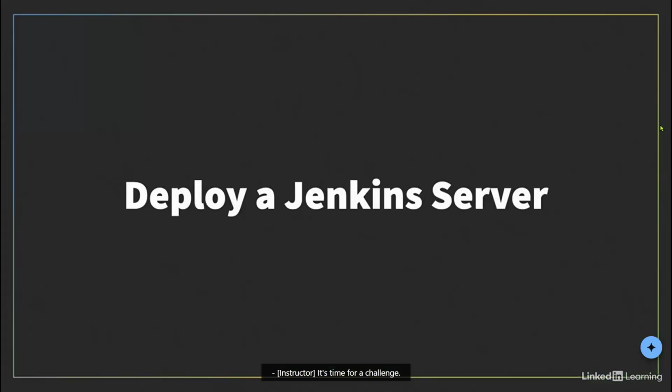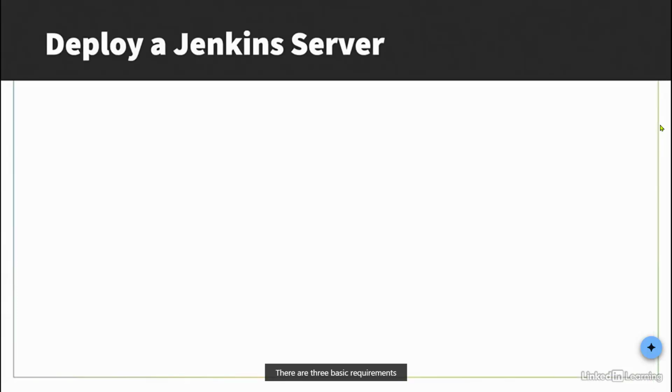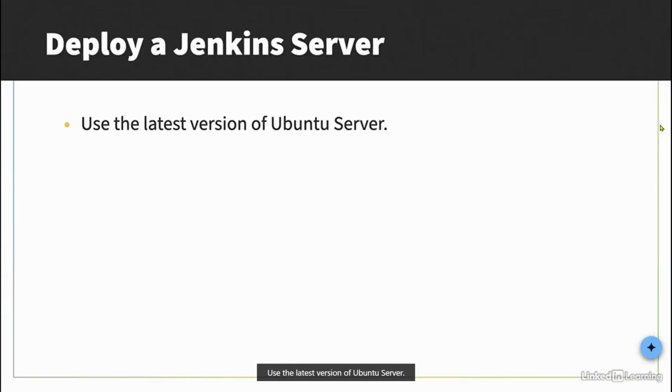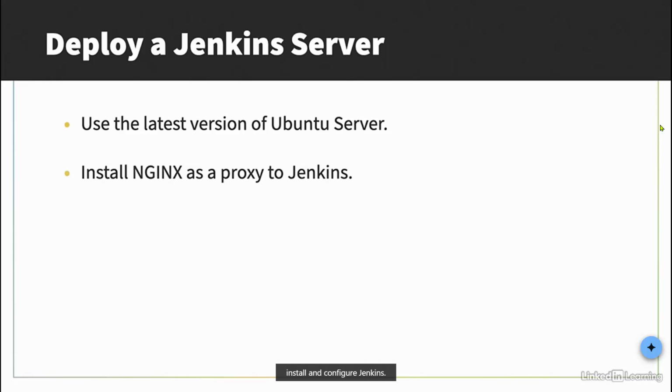It's time for a challenge. In this challenge, you'll be deploying a Jenkins server to use for this course. There are 3 basic requirements for this challenge. Use the latest version of Ubuntu Server, install Nginx as a proxy to Jenkins, and finally install and configure Jenkins.